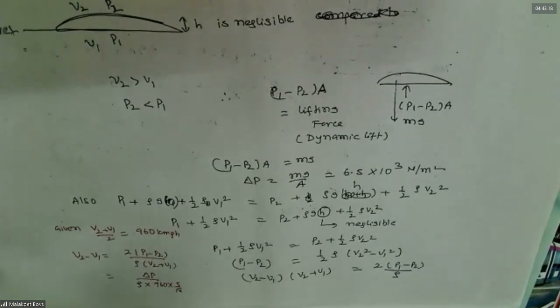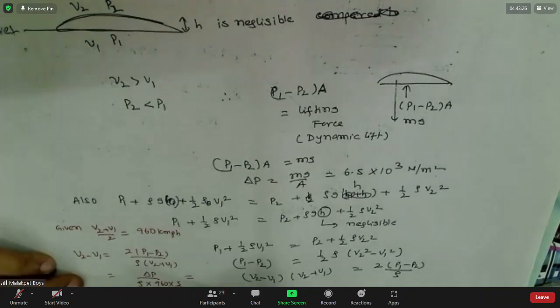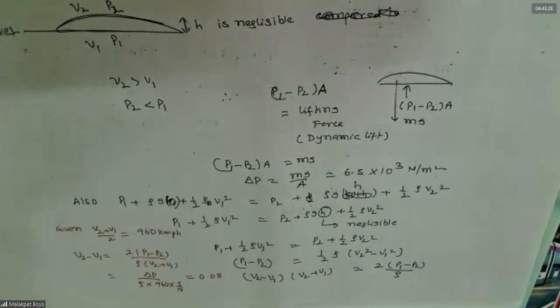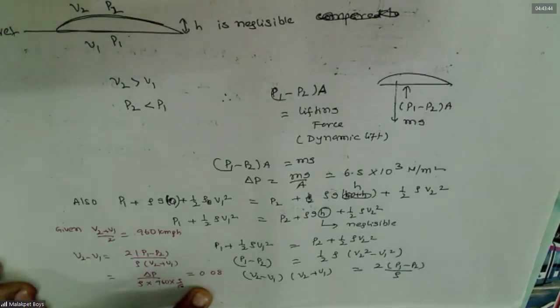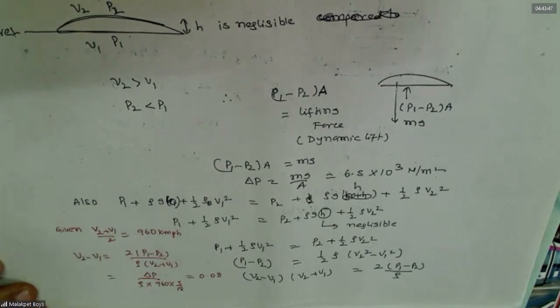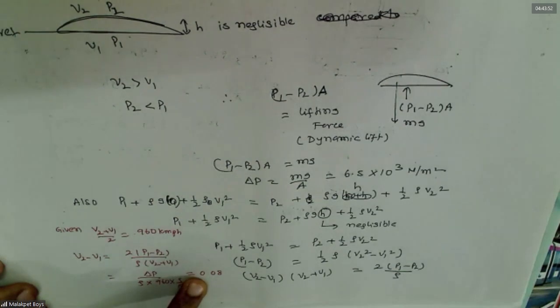Agreed. So approximately you'll get 0.08. So that is just V2 minus V1. So we'll get a velocity approximately 20 meter per second. You're getting 20 meter per second, is it? The question is fractional increase. No, you're getting 20, yeah, this one. 20.5.